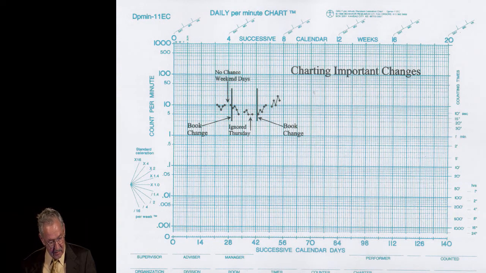On that one you see that we've got, for example, no chance days, but we then make a book change between the Sunday and Monday of the 6th week, and that would constitute a phase change. And that's illustrated clearly here.